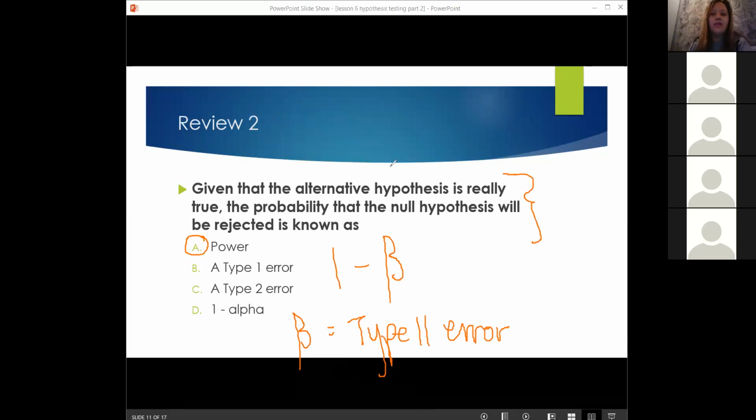So this is basically just our definition of what power is. Given that our alternative hypothesis is true, we could also write it like this, which makes more sense: the probability that the null is rejected, given that our alternative is true. If you remember from our probability unit, that's where we get this from. So this is another way to write the definition of power. Our answer would be A in this case. Good job.